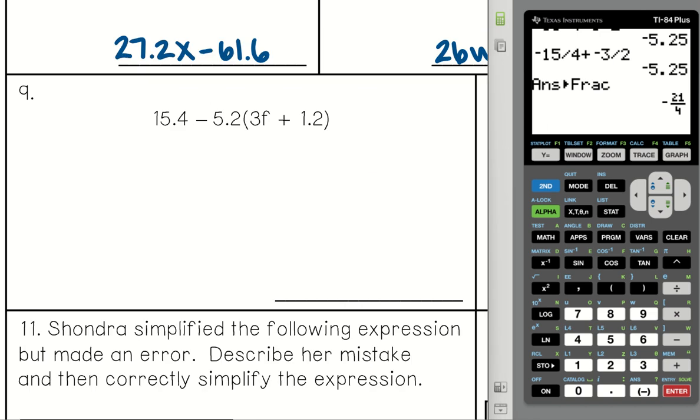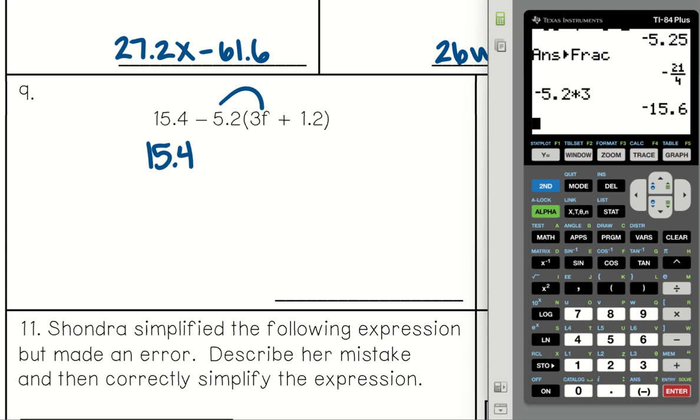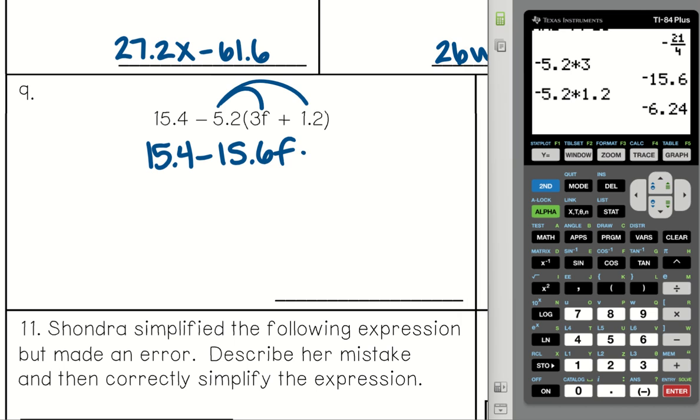All right, number 9, we have 15.4 minus 5.2 times 3f plus 1.2. So we're going to bring our 15.4 straight down. We're going to distribute first. So I need to multiply negative 5.2 times 3. So that's negative 15.6f. Then I need to multiply negative 5.2 times 1.2. That's going to be negative 6.24.